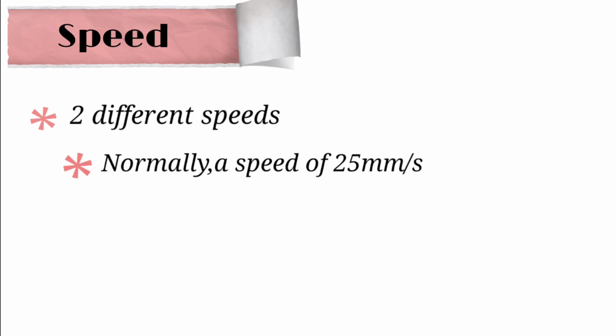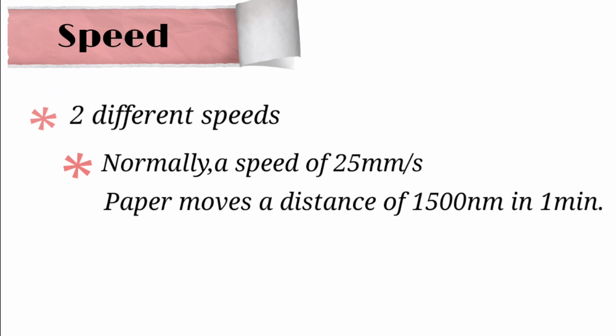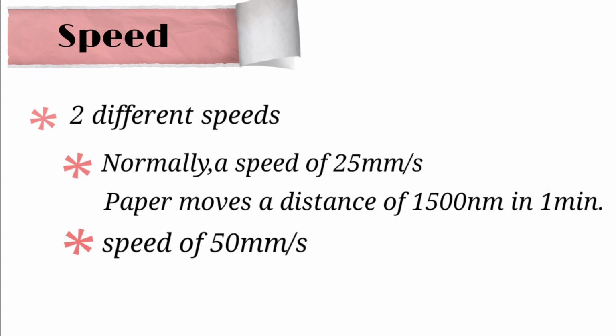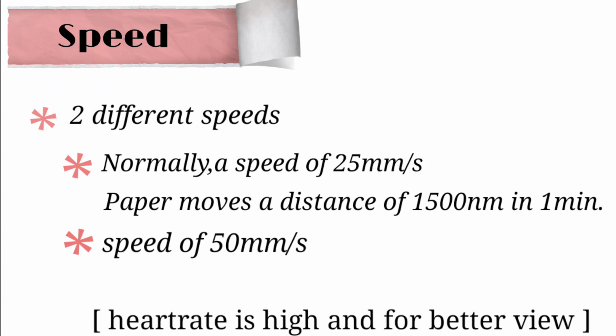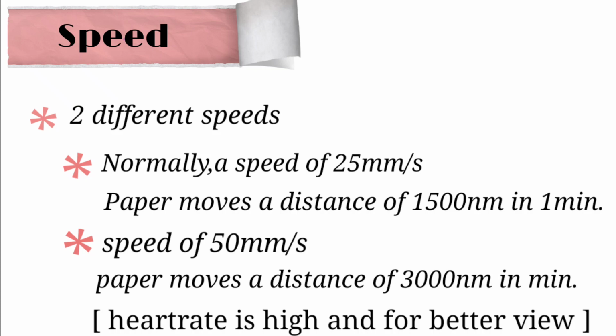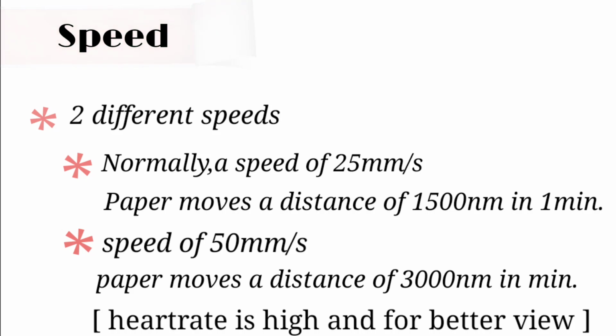Speed. The ECG paper can be moved at two different speeds depending on the type of recording. Normally, a speed of 25 mm per second is used, where the paper moves a distance of 1500 mm in 1 minute. And a speed of 50 mm per second is used when the heart rate is high and for a better view, where the paper moves at a speed of 3000 mm in 1 minute.